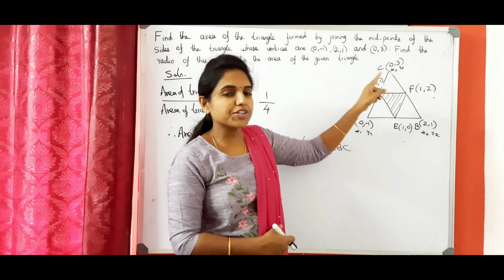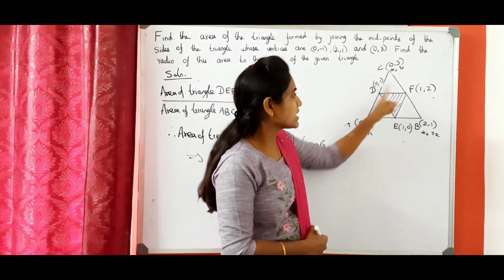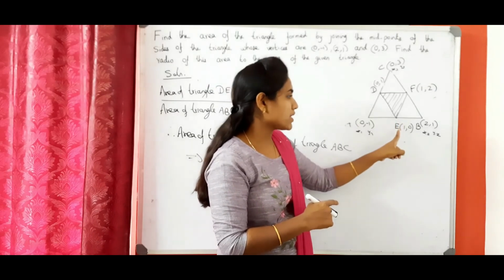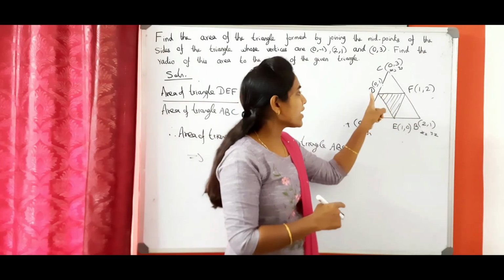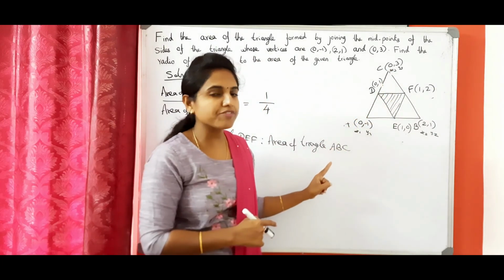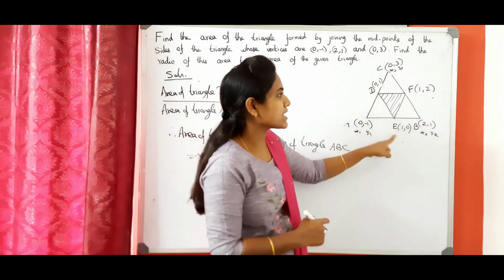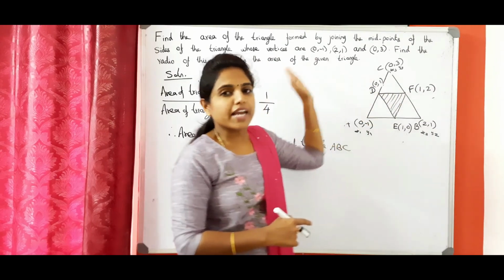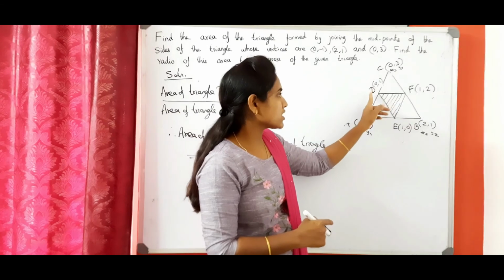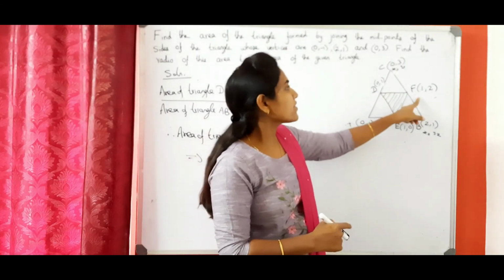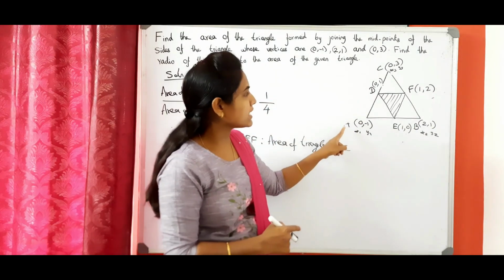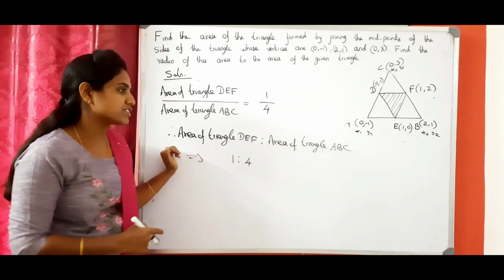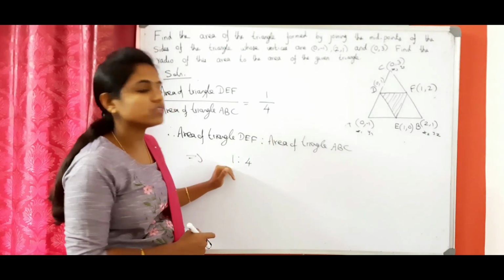To find the area of triangle DEF, first we have to know the coordinate points of D, E and F. How to find D? Using the midpoint formula, easily we can find D, E, F. Next, you just apply the coordinate points in the area formula. We can find the area of triangle DEF. Then we have to find the area of triangle ABC. Then we get the area of triangle DEF is to area of triangle ABC equal to 1 is to 4.